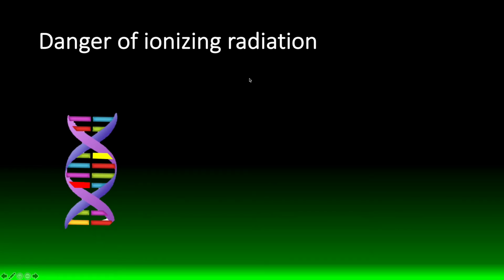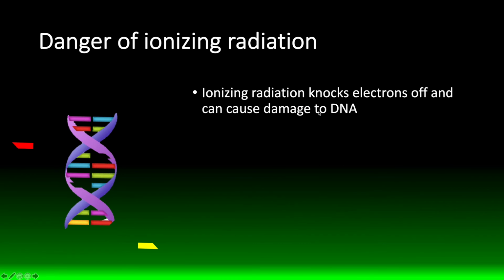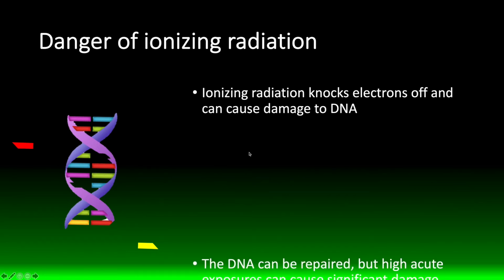So what's the danger of ionizing radiation? As I mentioned, it has the energy to knock off electrons, and this can cause damage to our DNA. So I'm going to start by showing a gamma ray here coming in and damaging a section of our DNA. Now this can be repaired, but if we have damage that is not repaired, it can lead to mutations and cancer. This can also happen with particles. So I just have an alpha particle here knocking off a different part of DNA. So just in the notes, it knocks off electrons and can cause damage to our DNA. So this isn't representing the electrons being knocked off, it's just representing damage to the DNA.